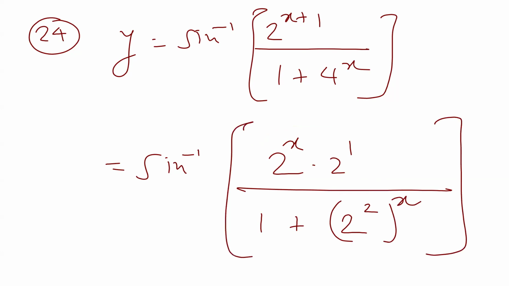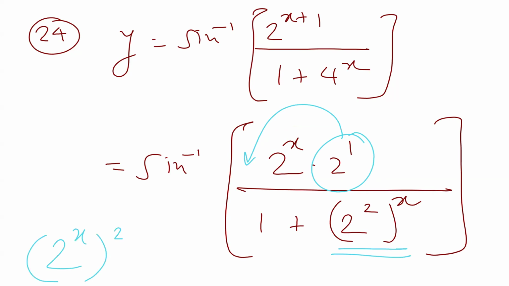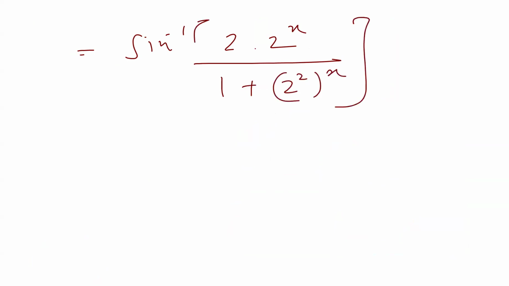Now in the next step, I'm going to write this as 2 and place it over here. And in this, I'm going to put x inside and 2 outside. So sine inverse of 2 into 2 raised to x upon 1 plus 2 square raised to x. Sorry, I just wrote x; I should write x inside and 2 outside. That is what we have discussed in the previous slide.